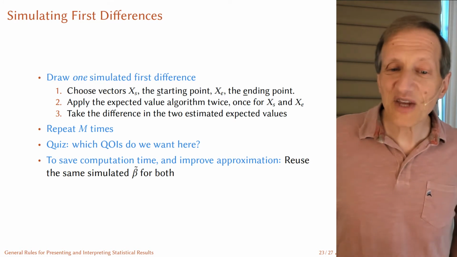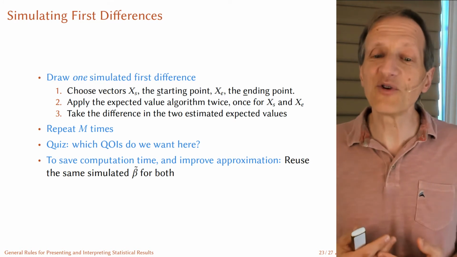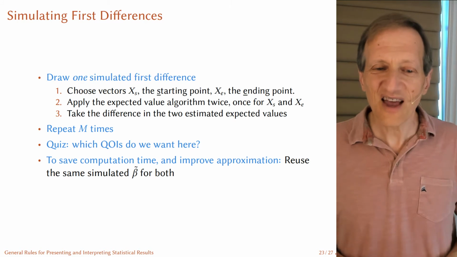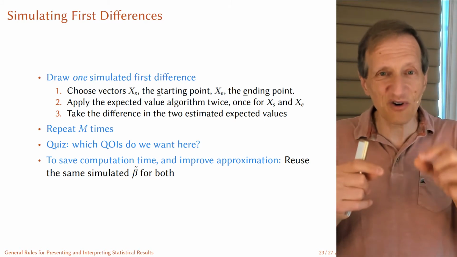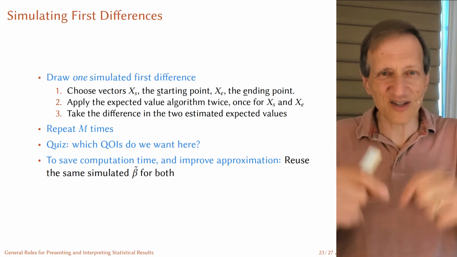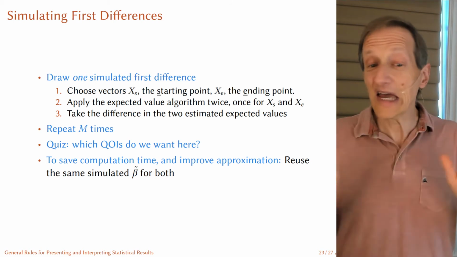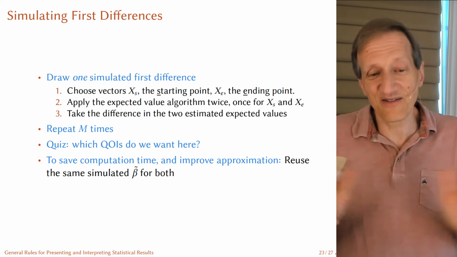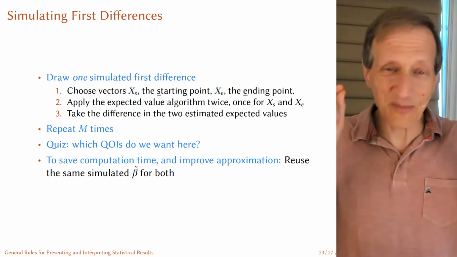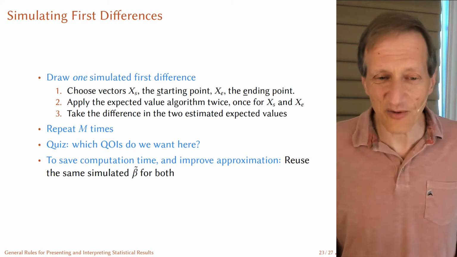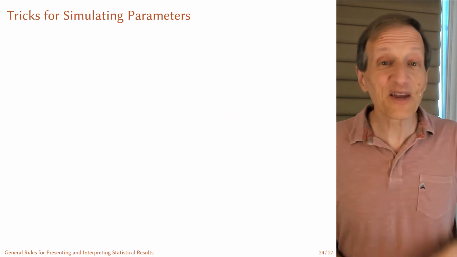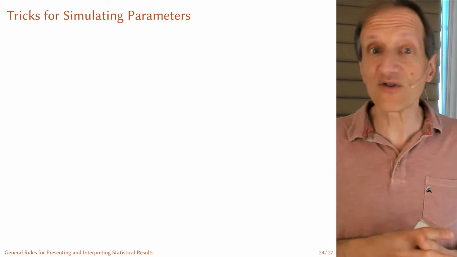To save computation time and to improve the approximation, we don't have to simulate beta twice, because we can simulate it once and stick it into both calculations of the expected value. Again, don't worry about it if this is too complicated. Just simulate it twice. But once you realize that you can save a little time, you just simulate it once.